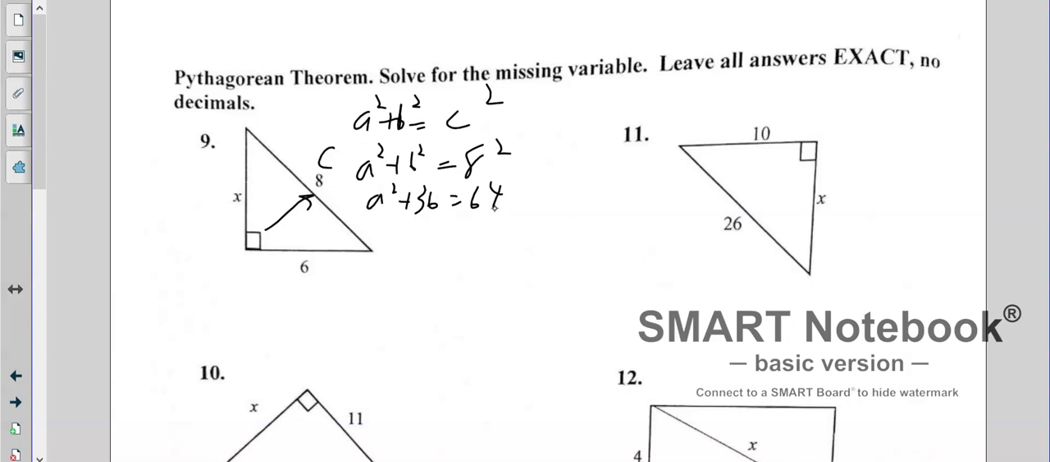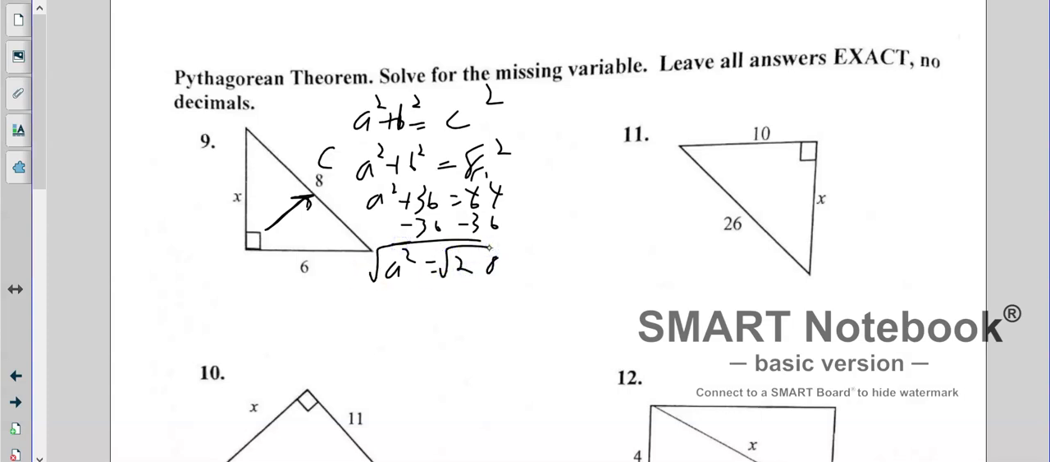Next mistake is some people are adding 36 and 64 and getting 100, which is nice because then you get 10. But let's say you did that. Let's say you added 36 to 64, you got 100, and you square root and you got 10. Does this make sense? The hypotenuse is the longest side. There's no way the answer for one of the legs can be 10 if the hypotenuse is 8. So that should tell you you made a mistake right off the bat. So we need to subtract 36, which gives me a squared equals 28.